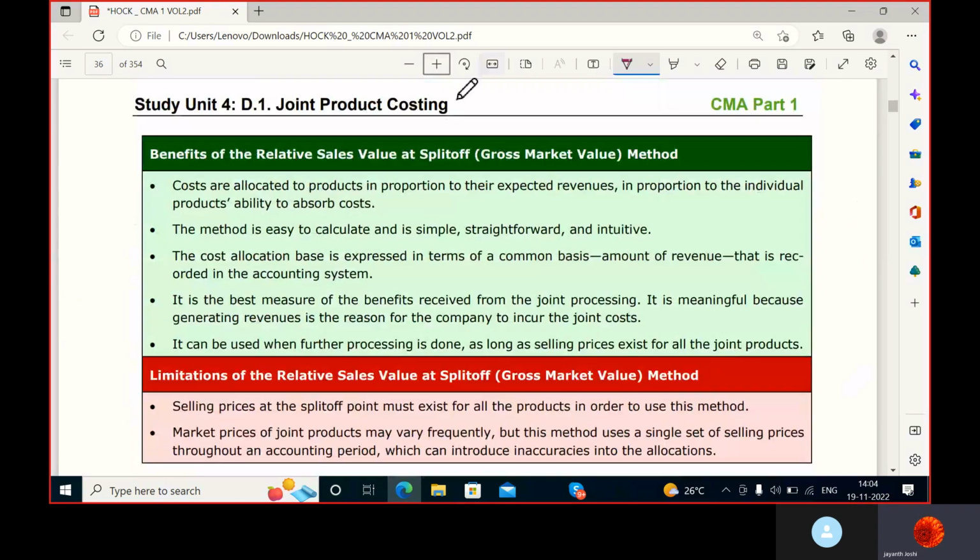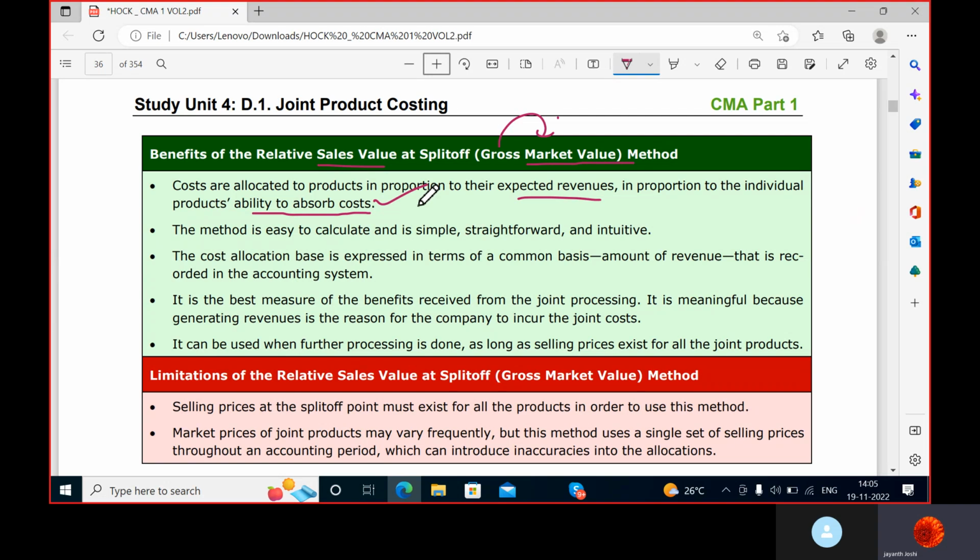So benefits, we did not discuss the benefits. Now, benefits of the relative sales value at split-off, the gross market value method. So we are seeing the market value and we are apportioning the joint cost. Costs are allocated to products in proportion to their expected revenues, in proportion to the individual product's ability to absorb cost, of course. So we have seen every product now.